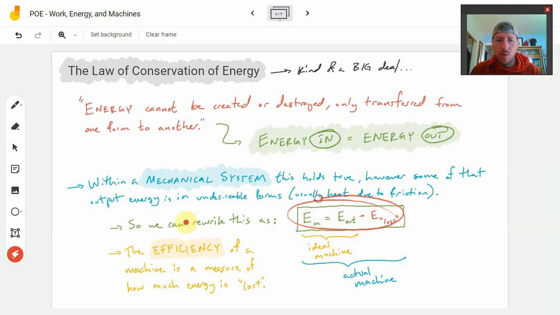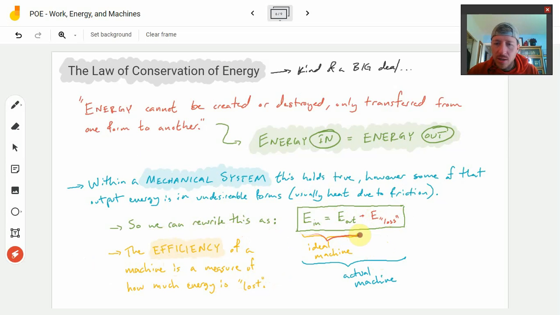And this becomes important when we start talking about efficiency. The efficiency of a machine, or of a mechanical system, is essentially a measure of how much of this energy is lost. Or put another way, how much of the energy we're putting in is turning into the desirable form that we want, and how much is in an undesirable form, how much is lost?